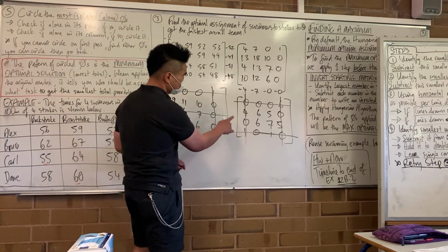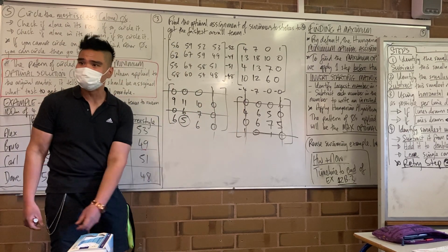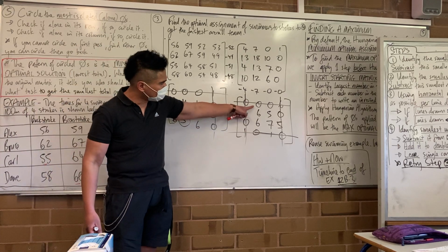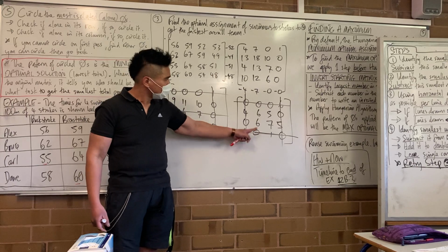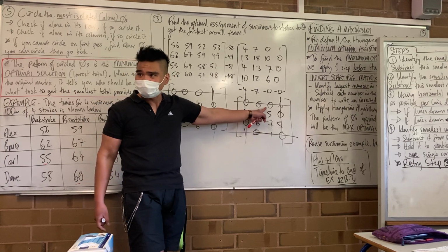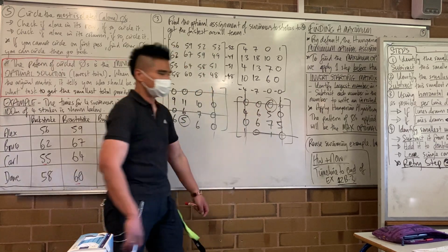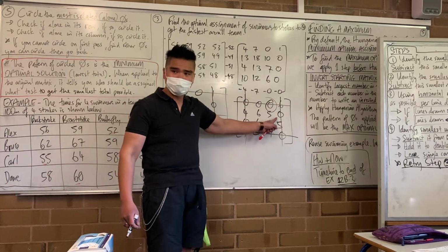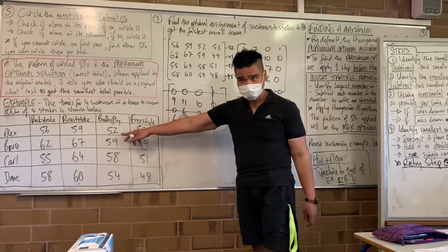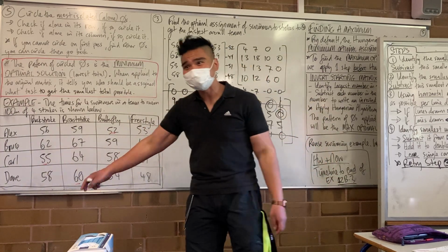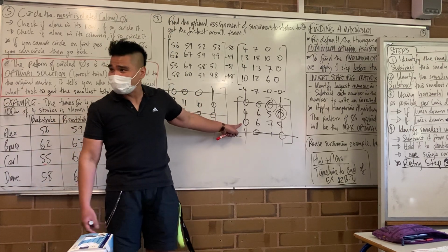Okay, is this 0 alone in its row? No. Is it alone in its column? No. Is this 0 alone in its row? No. Is it alone in its column? No. Is this 0 alone in its row? Yes. Is it alone in its column? Yes. Is that 0 alone in its row? Yes. Can you see how it's matching what your mate did? Sorry, I can't say your name. Alright? Is that 0 alone in its row? Yes.